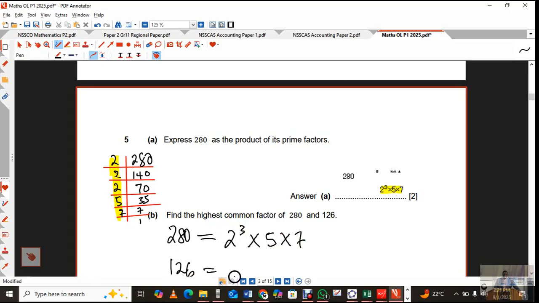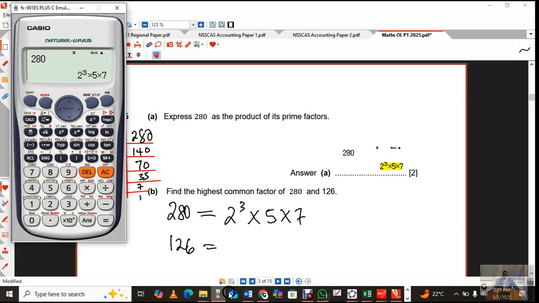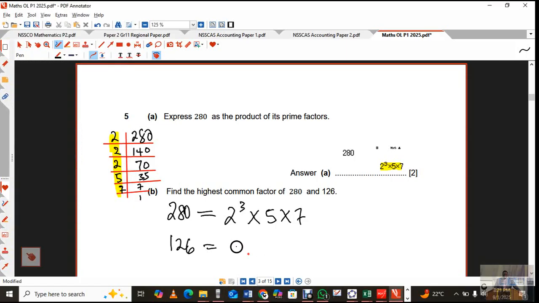And 126. Let's do the same for 126. What is 126? 126, press equal to, and it's 2 times 3 squared times 7. So 2 times 3 squared times 7, just to compare. Now for the highest common factor, we look at what is common here, and we take the ones with the smallest power. So the 2's are common, so 2 raised to the power 1 will be the common one that we are going to choose.